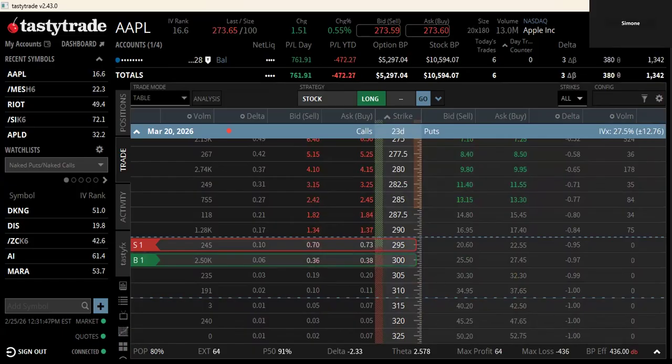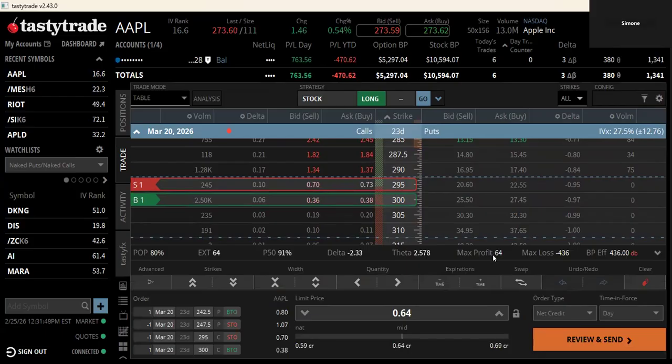Now look, instead of collecting just $30, I collect $65 on the same $437 of buying power. But look at this thing called pop right over here. 80%. That means that you've got an 80% chance of making at least a dollar. That's all that means.